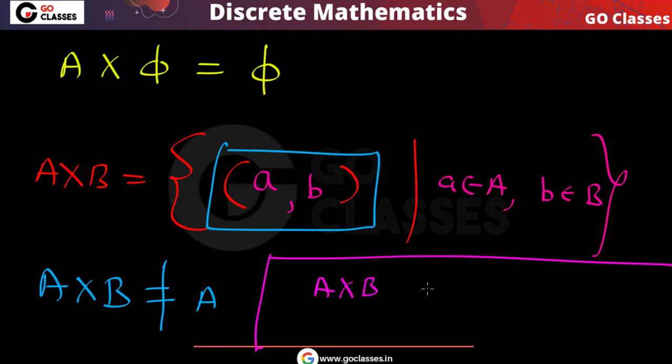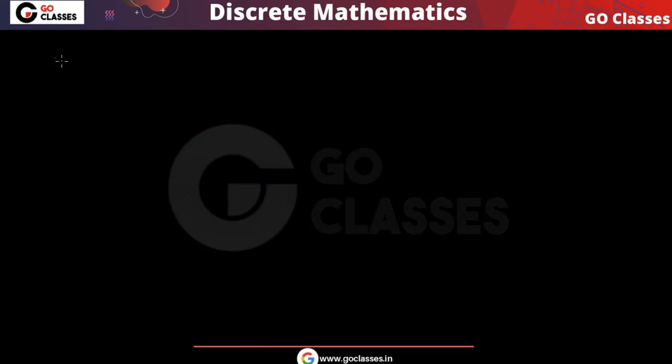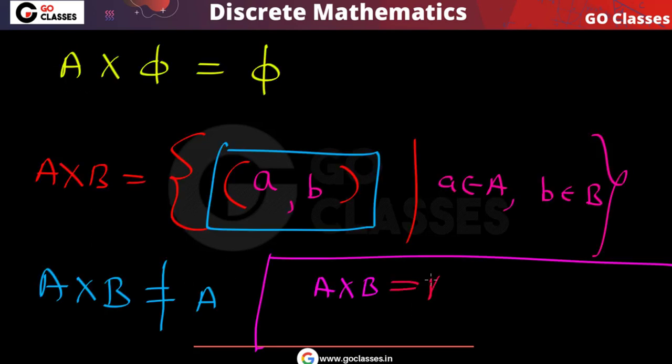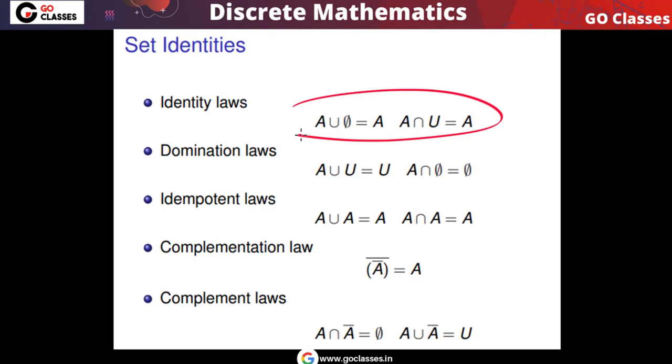Actually, only when A is phi can A cross B be the same as A. So I can say A cross B is equal to A if and only if A is phi. If A is phi, then this will happen, and if this is happening, then it means A is phi. So this was the identity property, and this is important. Identity property means A union phi is A, and A intersection universal set is A.